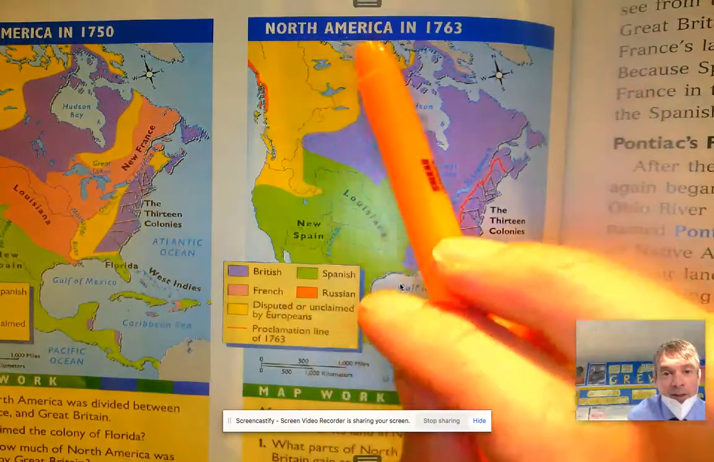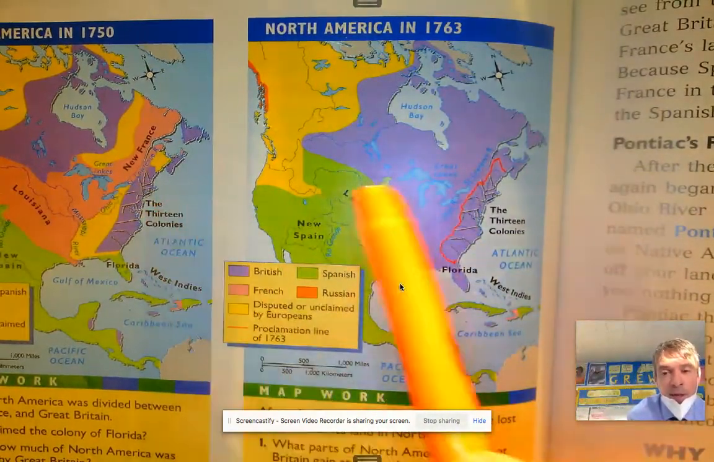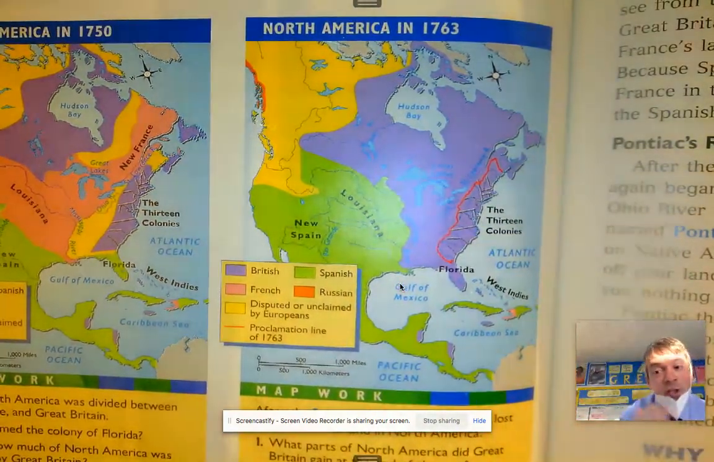But this is the big difference. So just 13 years later, things change. And this is going to lead to another war soon. We'll read more about that. 2 wars, actually.